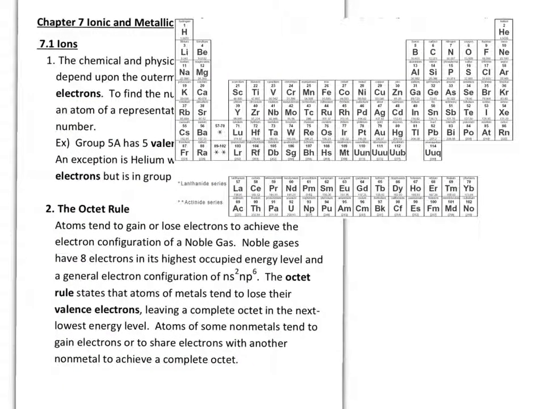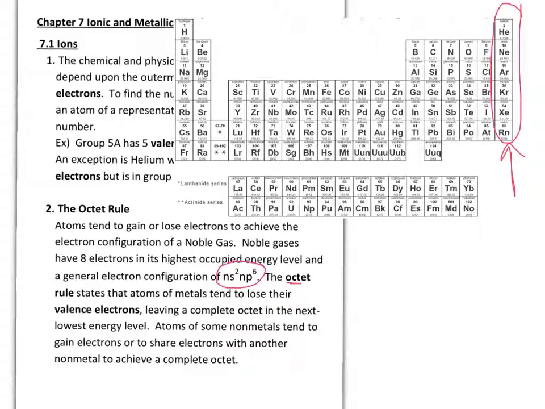So the octet rule states that atoms will gain or lose electrons, and the goal is that they reach the electron configuration of the noble gases. Noble gases are non-reactive, so if they can get to this electron configuration, then reaction will stop. They won't react any further. So the electron configuration for the noble gases is generally that. And what happens is the octet rule, again, and we did talk about this before, remember octet is 8.